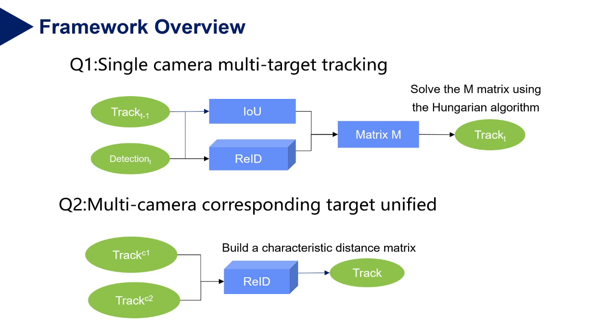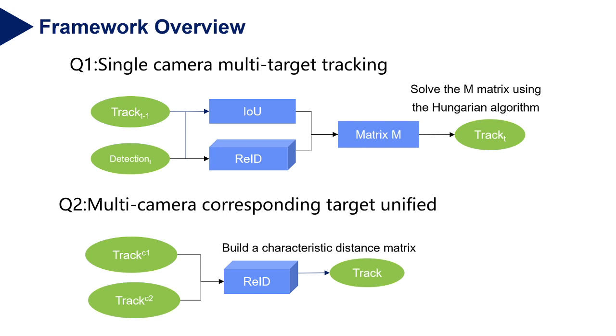Next, according to the trajectory track C1 in camera C1 and the trajectory track C2 in camera C2 obtained in the previous step, subtract the features from each trajectory track, calculate the corresponding feature matrix and distance matrix, and judge the distance between the feature matrices. A unified ID is assigned to the similar target.